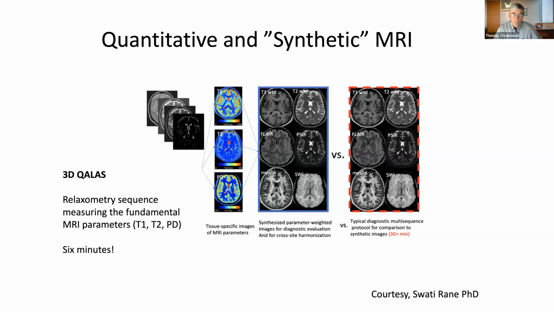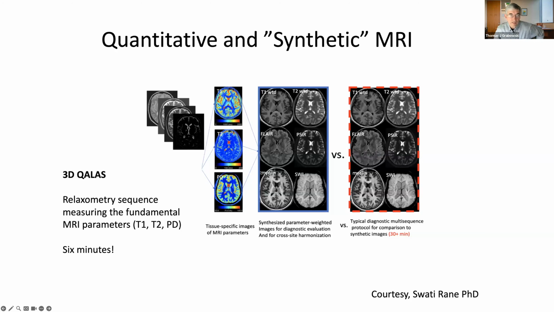And we're doing a project called the Deep Neuro Project, which is looking at using these sorts of quantitative images as a way to more easily harmonize data across different centers and different scanners in large-scale studies.